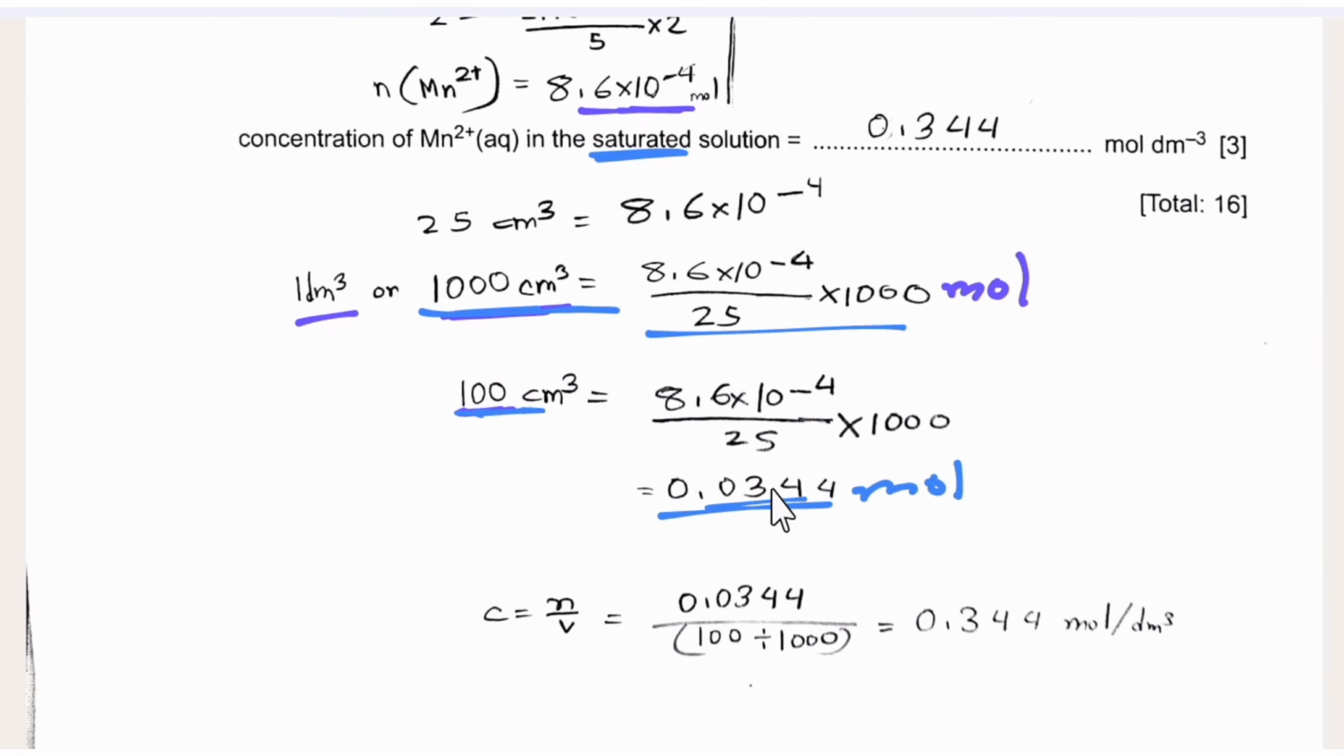So what is the concentration? Concentration is the number of moles divided by volume, that is 100 cm cube. We must convert it to dm cube by dividing by 1000. So we get the concentration as 0.344 mol per dm cube.